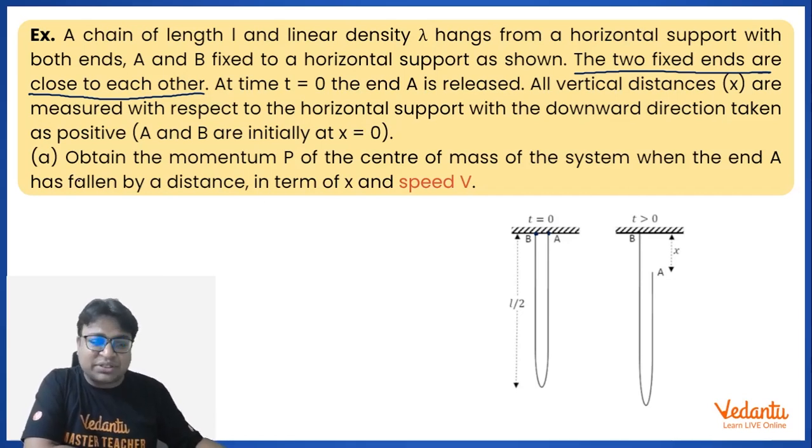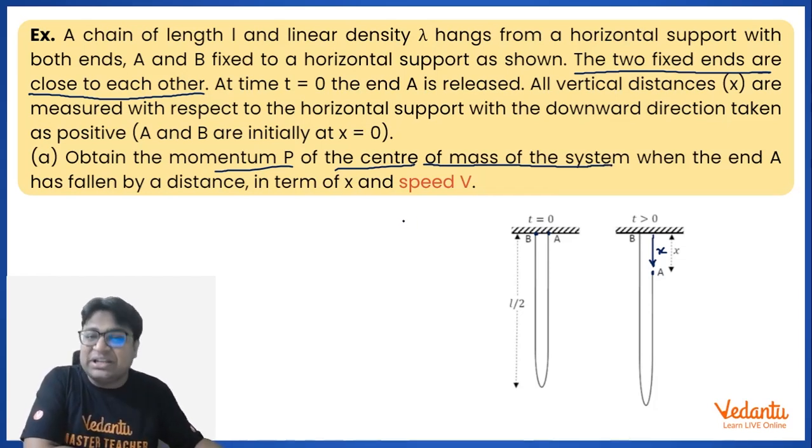So part A of the question says that we have to obtain the momentum of the center of mass of the system when the end A has fallen by distance x, in terms of x. So this end has fallen by a distance x. And what we want to do is express the momentum of the center of mass of the system. That basically means that we want to express the total momentum of the system. Okay, so let's see how we are going to do that.